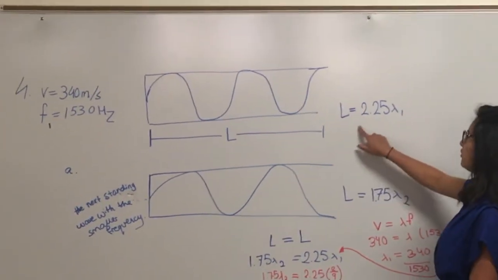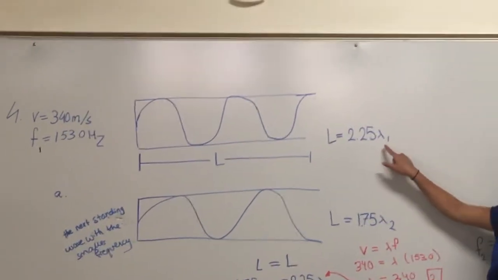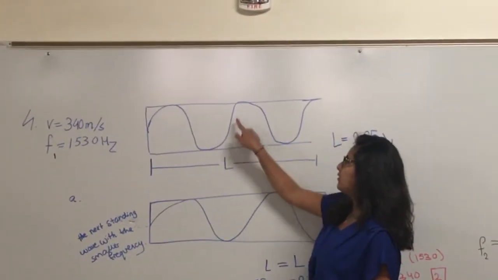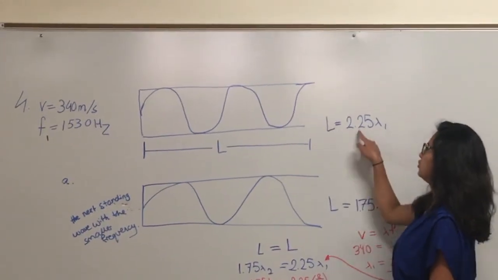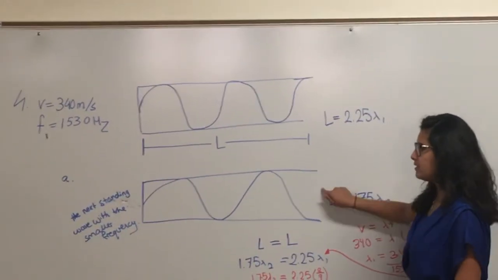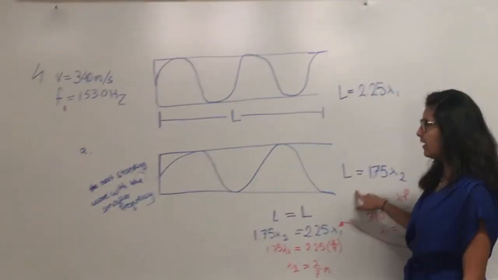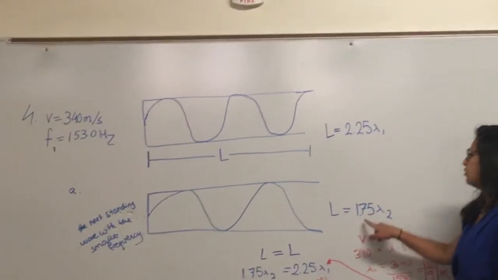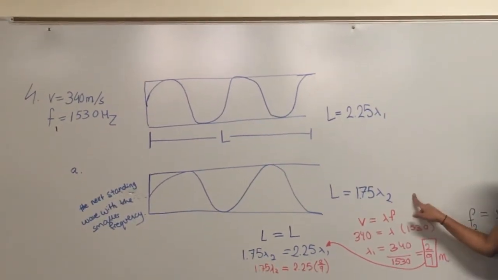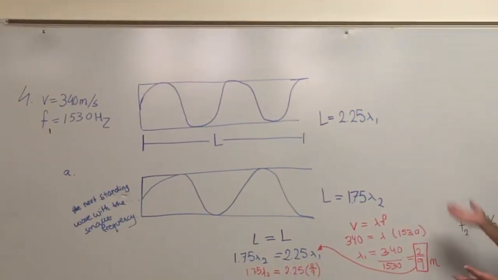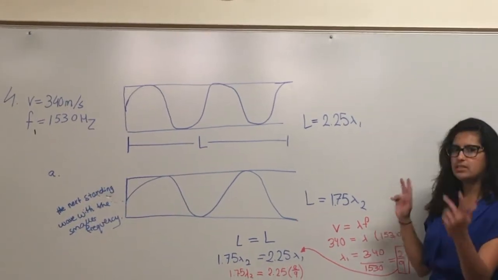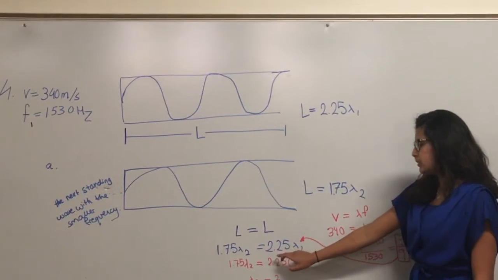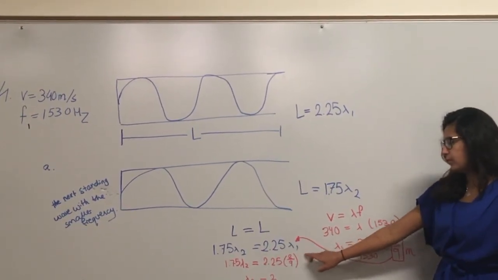In this case, L is equal to 2.25 lambda 1. The 2.25 came from this: this is 1, this is 2, and this is the quarter. The next standing wave has an L of 1.75, so it is 1.75 lambda 2. To find the frequency, we set L equal to L since they are the same length. And so we said 1.75 lambda 2 is equal to 2.25 lambda 1.